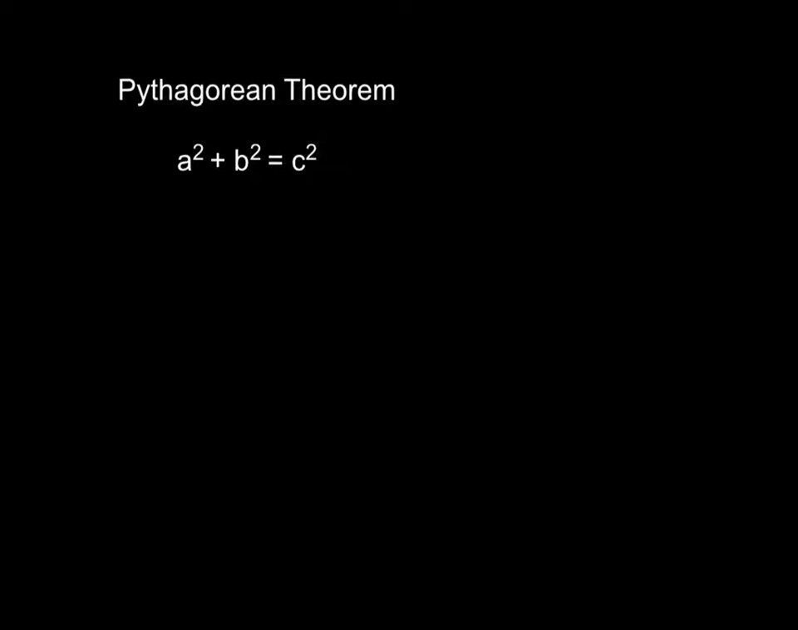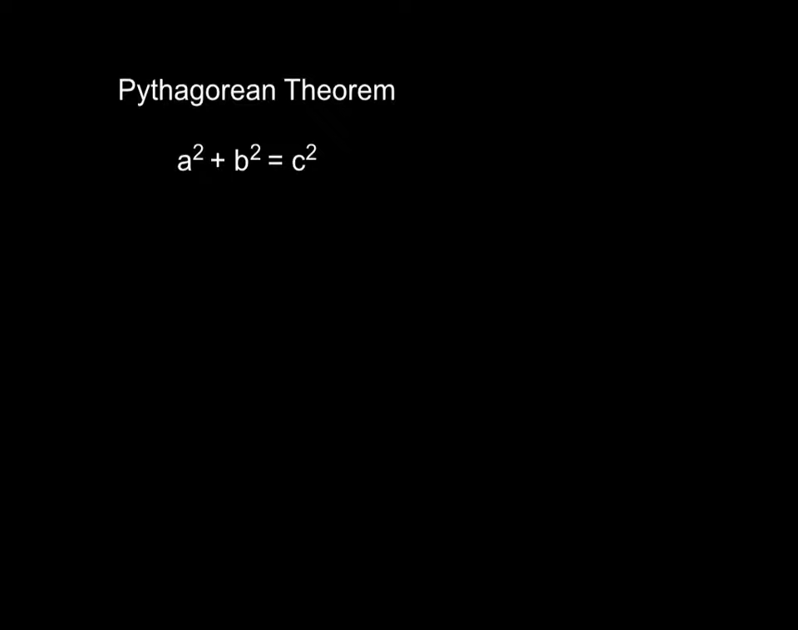This is part 2 of our introduction to the Pythagorean Theorem. A squared plus b squared equals c squared fits all right triangles, where a and b are the legs and c is the hypotenuse. What we're going to do in part 2 is show how to find a missing side using the Pythagorean Theorem.